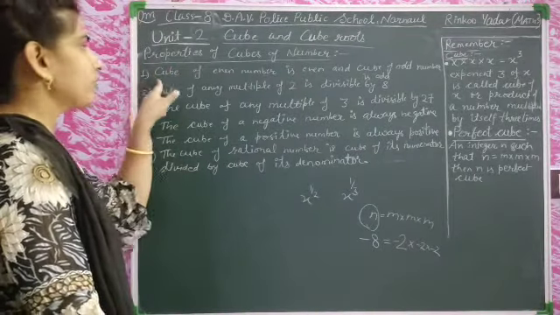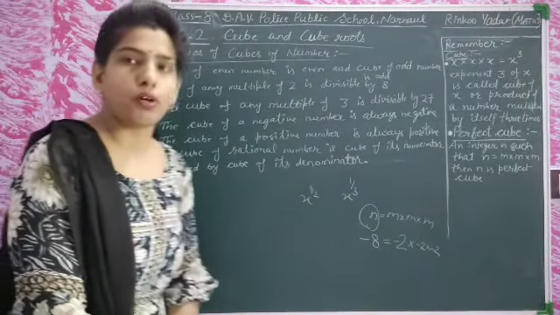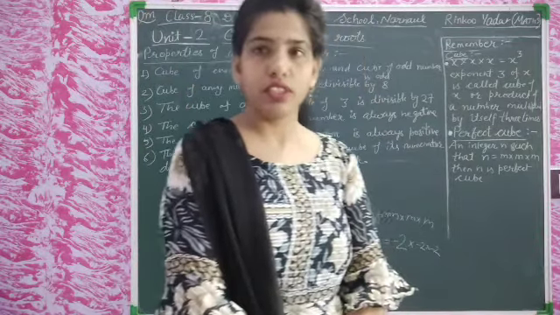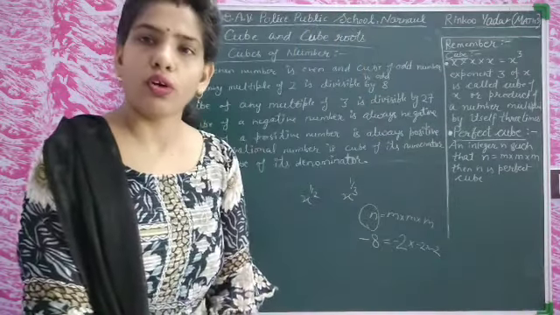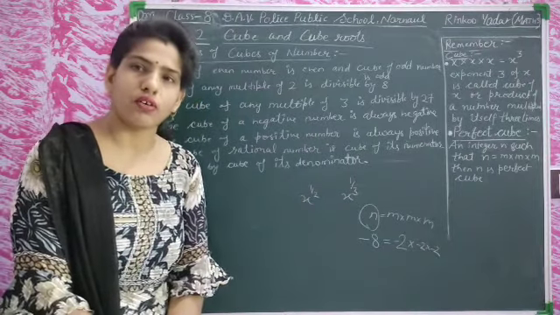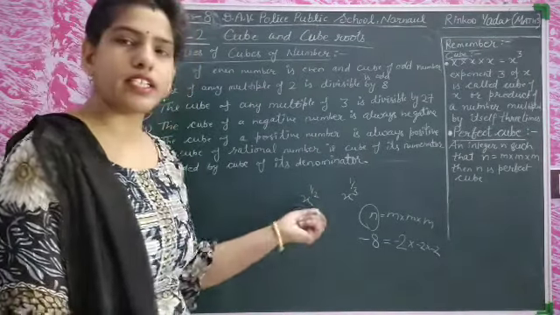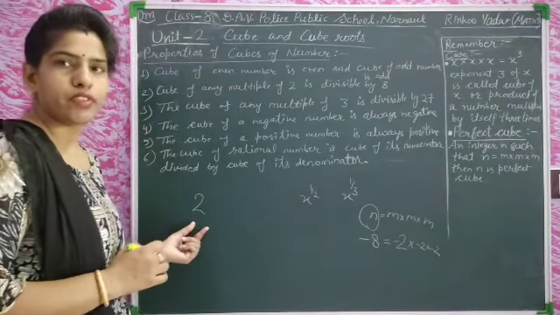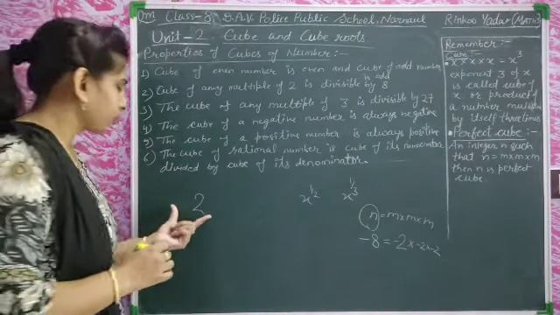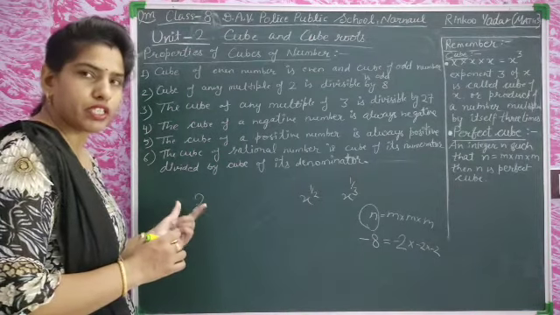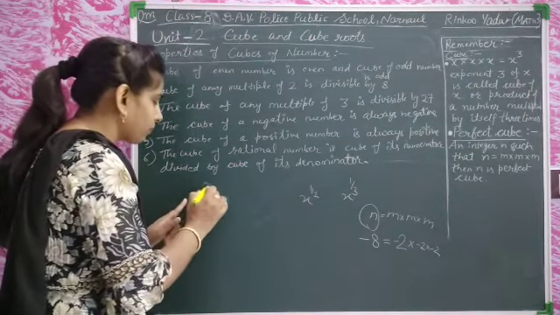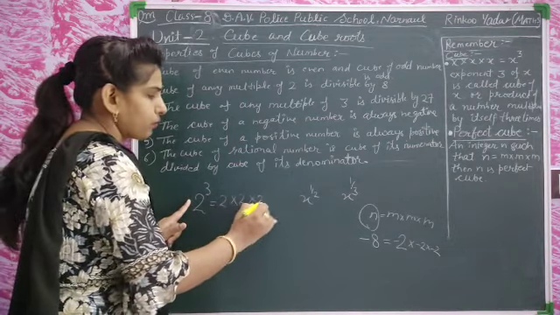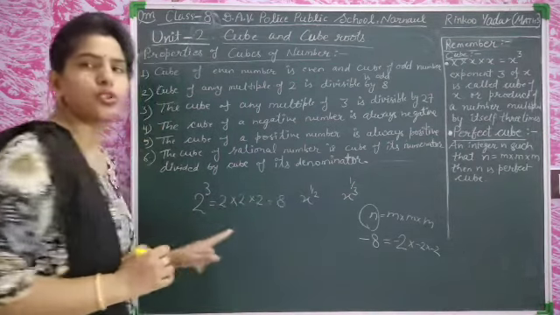Let's see. The first property is that the cube of any even number is always even, and the cube of any odd number is always odd. Let's see an example. Suppose you have 2 here. Is it clear? Cube of any even number. This is an even number. Cubing it, 2 into 2 into 2, equals 8.